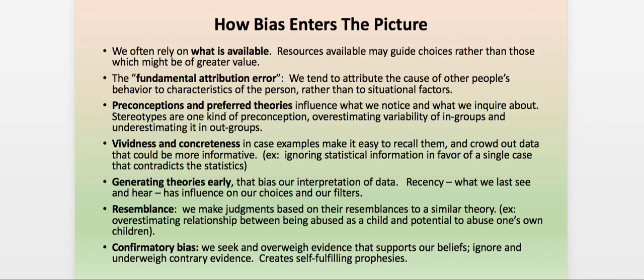Confirmatory bias is these things where we overweigh evidence that supports our beliefs and we ignore and underweigh evidence that contradicts our beliefs. And so these self-fulfilling prophecies, these things we want to see be the truth, come out of that. So these are all things, again, in problem framing and in evaluating our progress and all these kinds of things, that we want to watch out for.